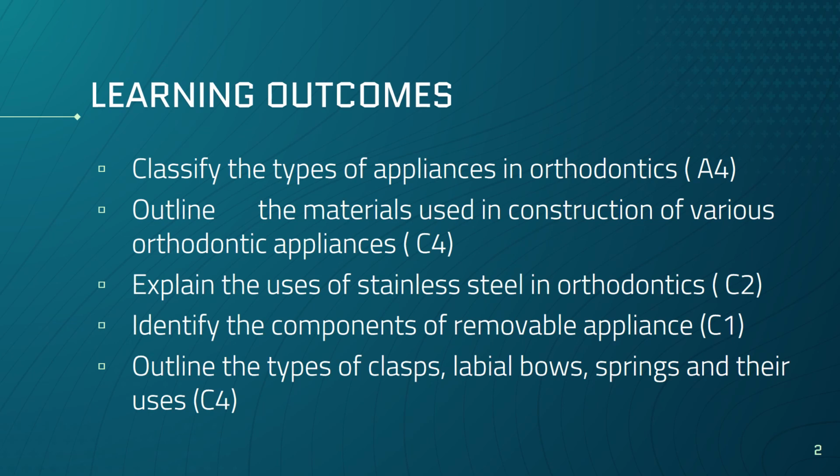The learning outcomes for this lecture are the ability to classify the types of appliances used in orthodontics, outline the materials used in construction of various orthodontic appliances, explain the uses of stainless steel in orthodontics, identify the components of a removable appliance, and outline the types of clasps, labial bows, and springs, and their uses.